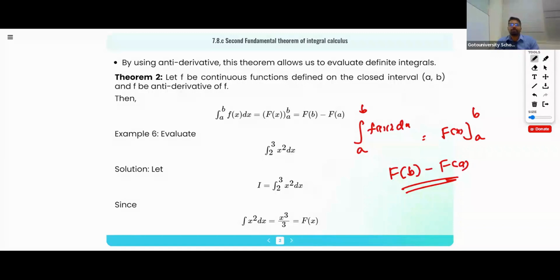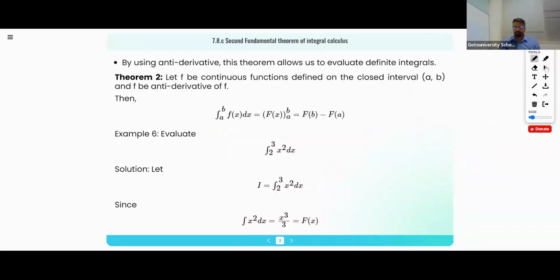So let f be a continuous function defined on the closed interval a comma b, and F be an antiderivative of f, then we have this. Just like in the examples, if we know the value, we can substitute and get the value as it is.